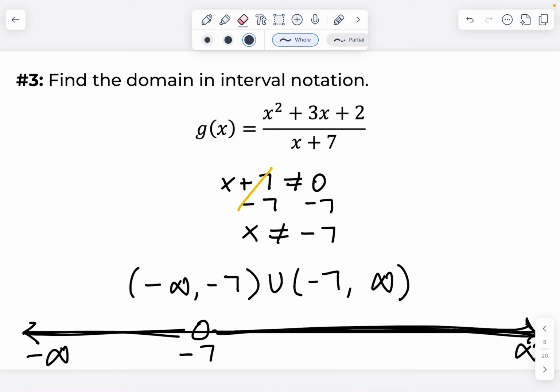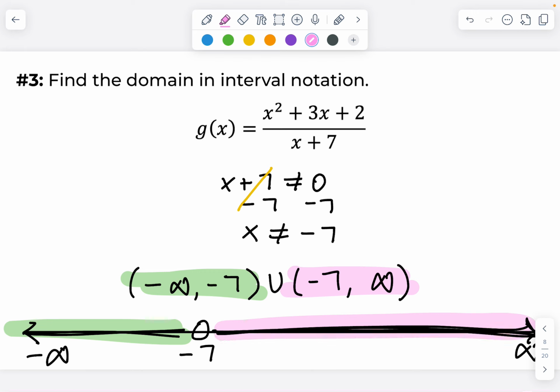And then in interval notation, that's going to look like this. So negative infinity to negative 7 is going to be this portion of my number line, and then I've got from negative 7 up to infinity, which will be this portion. So basically what this is saying is we exist everywhere but at negative 7. So that is number 3.